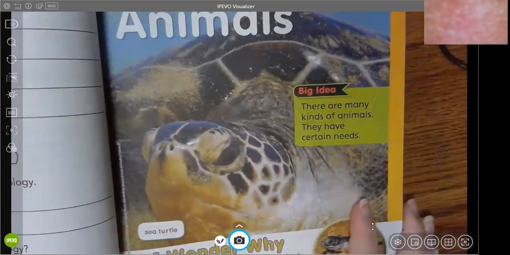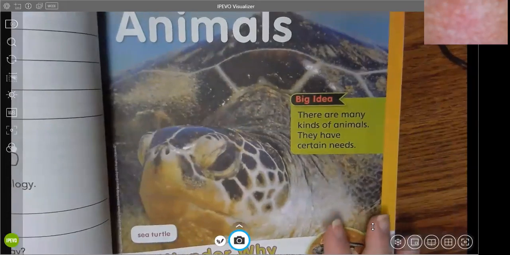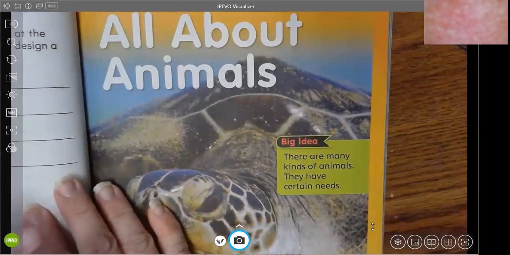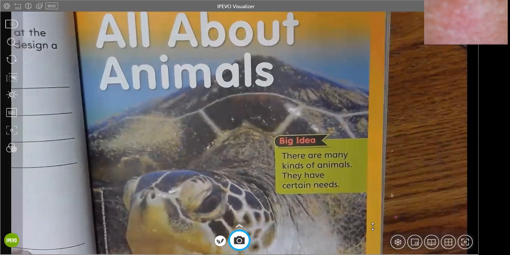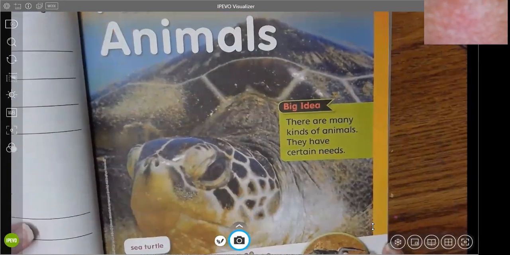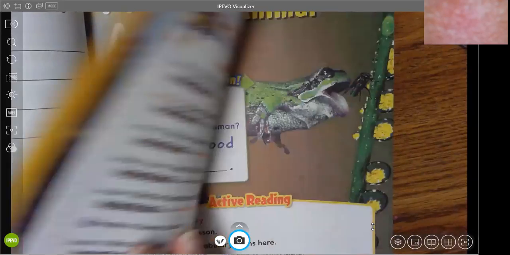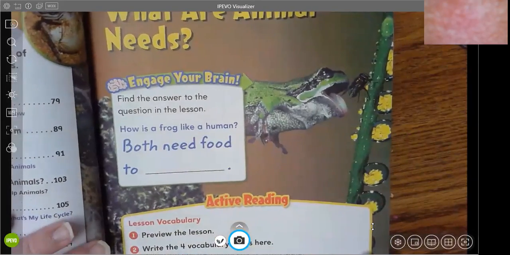We're on unit 3. Again, that's page 77, unit 3. All right. And this chapter is all about animals. So it says there are many kinds of animals that have certain needs. So what I want you to do is, let's turn the page, let's look at page 79.